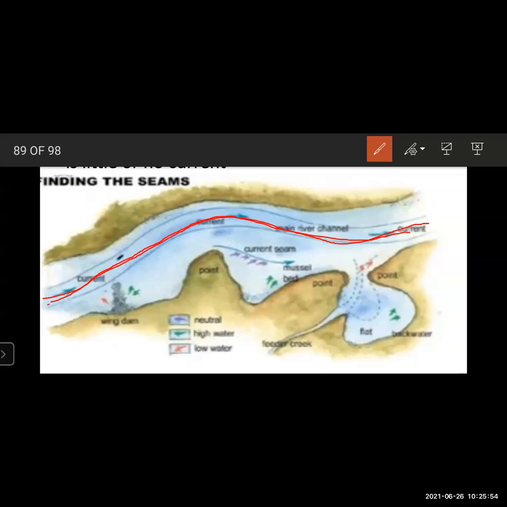High flow is called current. In short, the flow of water is called current. So the flow is very high. But if you see this part, you can see little or no current.